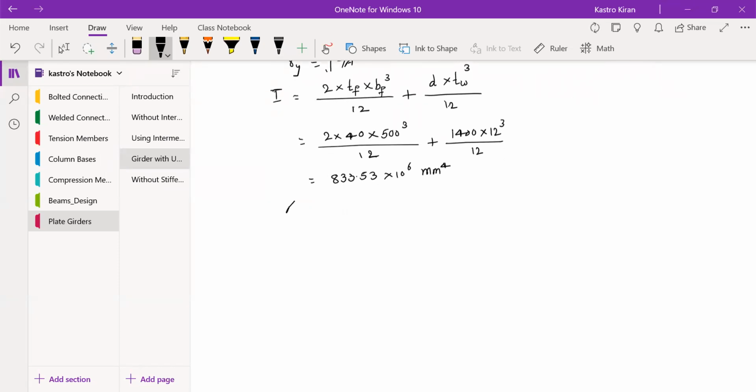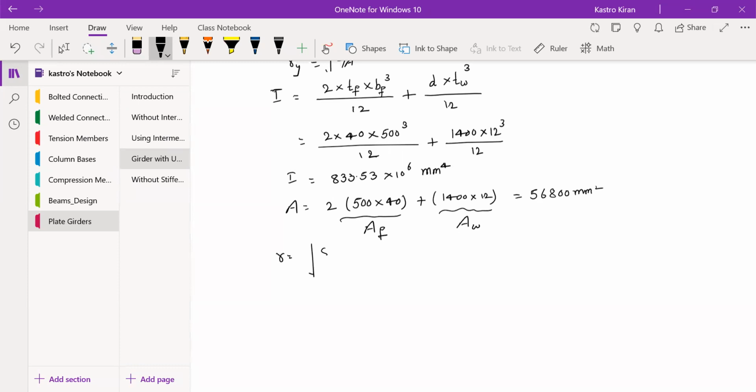Now you need to find out the value of A, that is the area value. That will be taken as, you have two flanges, so 2 times width of the flange into thickness of the flange. That will give you the area of both flanges, plus the area of the web, that is depth of the web into thickness of the web. So this entire term corresponds to the flange area, that is AF, and this entire term corresponds to the web area, that is AW. So this will give you 56,800 mm square.